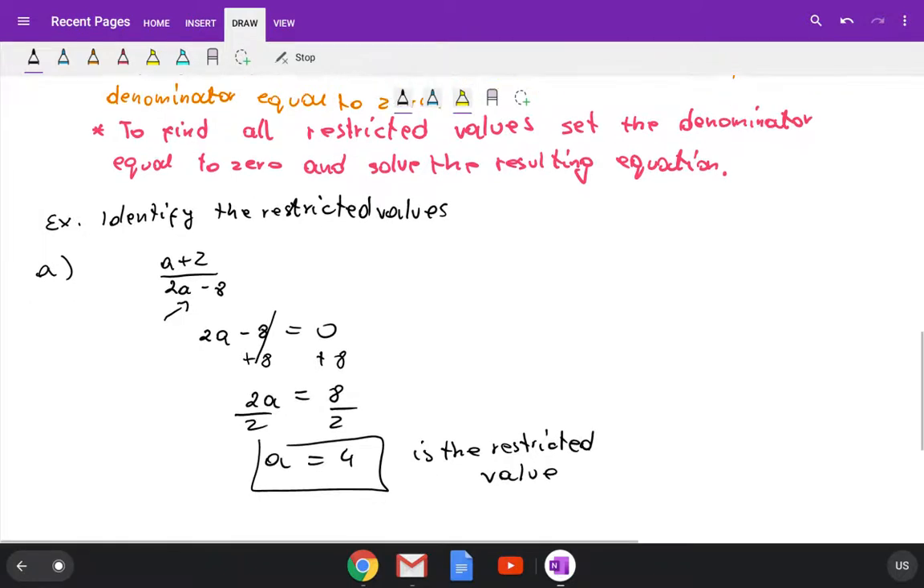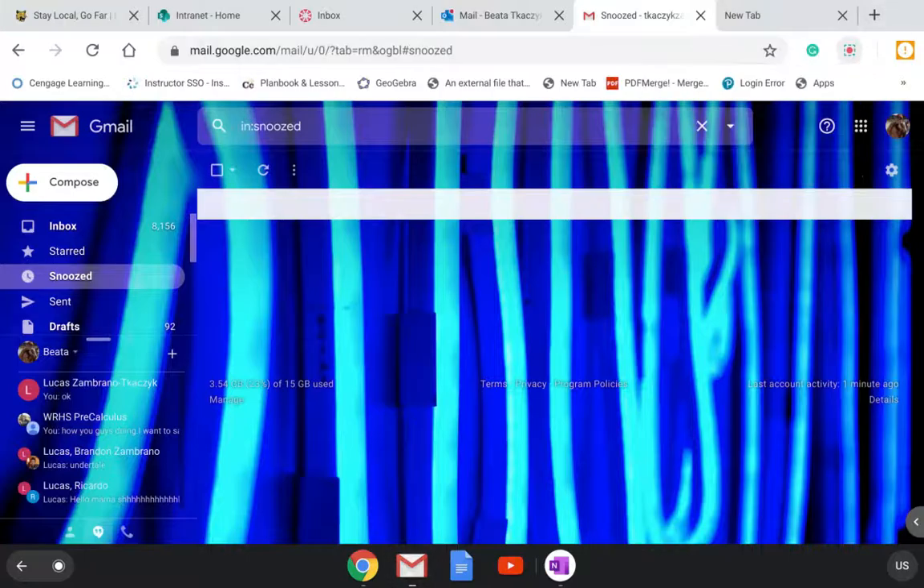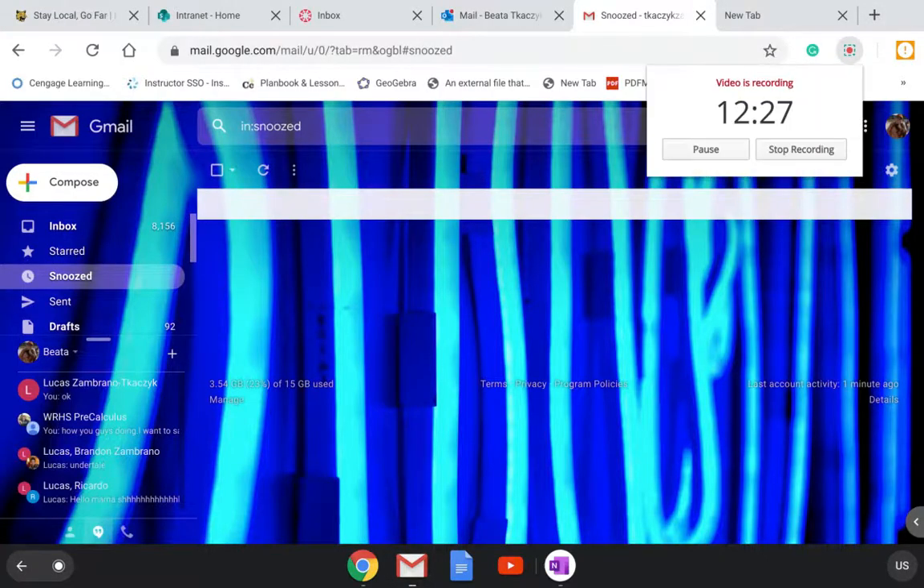Okay, so what happened is that when a is equal to 4, the denominator of this rational expression will become 0. So that means the rational expression won't make sense.